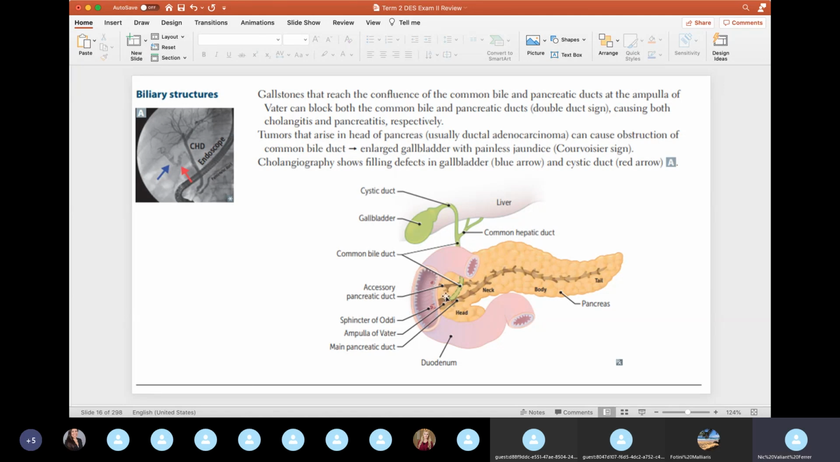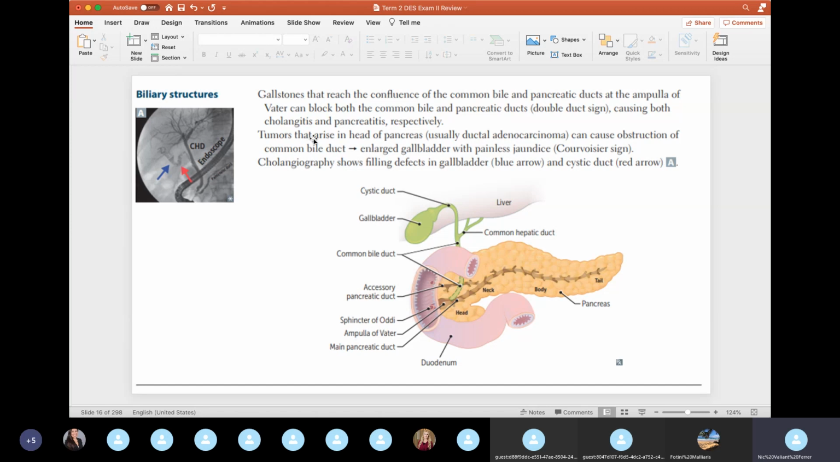So there are a lot of tumors that arise from the head of the pancreas. So your ductal adenocarcinoma, which can cause obstruction. So another sign that you need to know, enlarged gallbladder with painless jaundice. This is your Courvoisier sign. You're going to learn more of this in term 4 and 5.